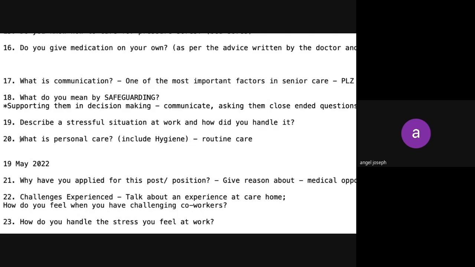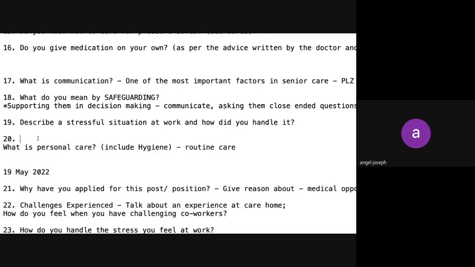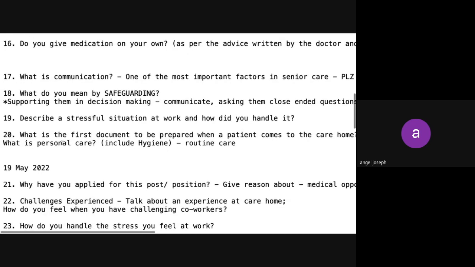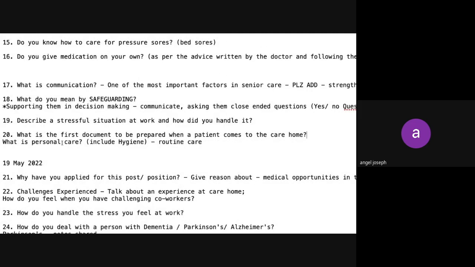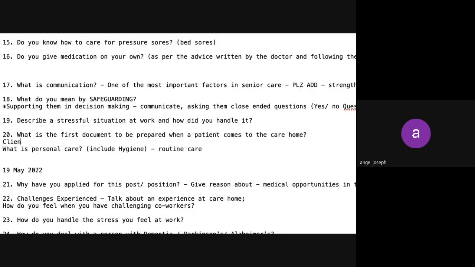Before this, ma'am would like you to add: what is the first document to be prepared when a patient comes to the care home? I'm just discussing this one part today. Like I said, I'm not feeling that great, so I just don't want to leave it incomplete. So this particular question: what is the first document to be prepared when a patient comes to the care home? What is the first document that you have to create? You have to create a client profile. Another name for that is a client need assessment.